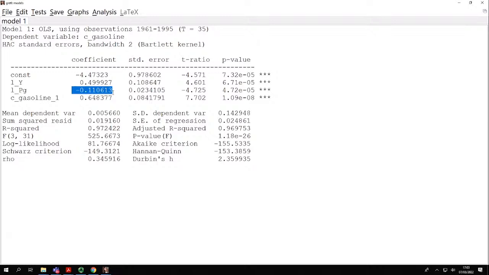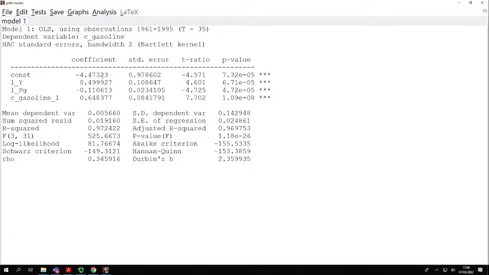If we have a 1% increase in the price of gasoline, there will be a drop of 0.11 in the quantity demanded of gasoline. And of course, there is a quite strong impact of previous year consumption. Typically, for consumption of goods you have habit persistence, so what you consume today is related to what you have been consuming in the past. And that is captured by this coefficient here.